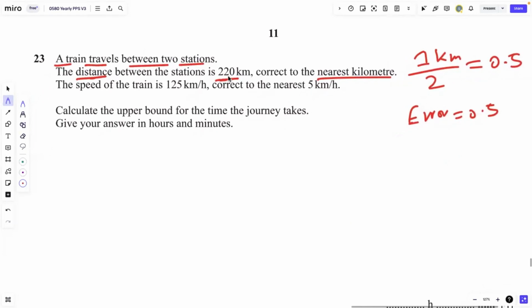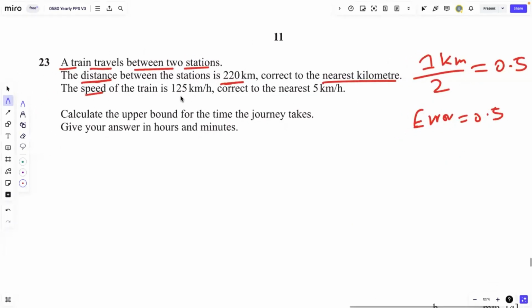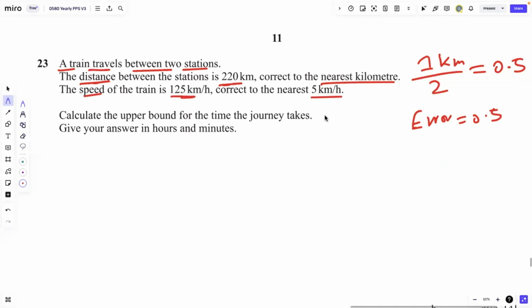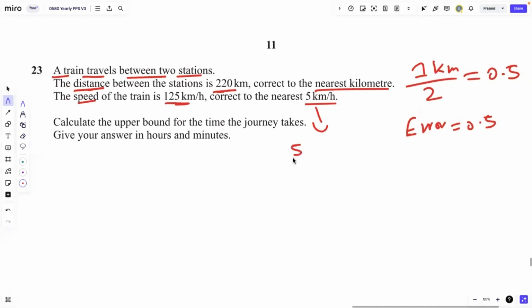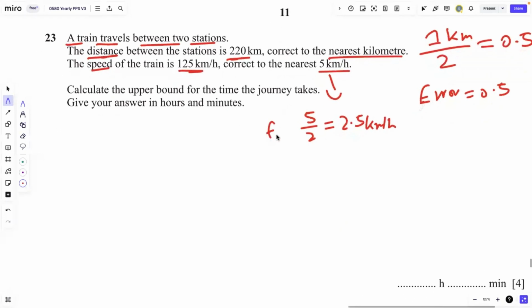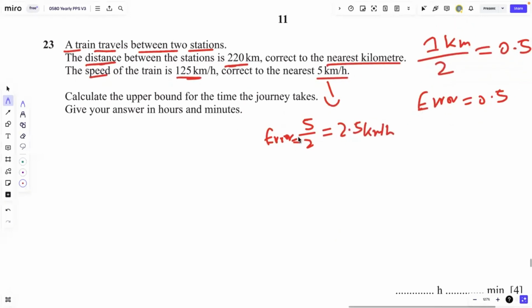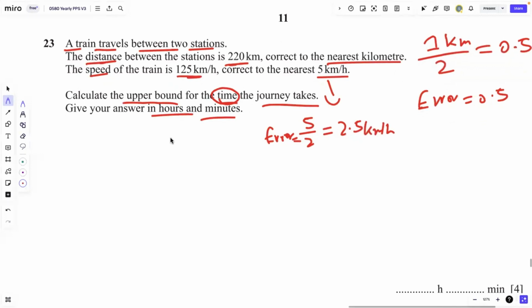0.5 kilometer. The speed of the train is 125 km per hour, correct to the nearest 5 km per hour. So the error here should be 5 divided by 2, that's 2.5 km per hour. That's your margin of error. And then you are supposed to calculate the upper bound for the time the journey takes. Give your answer in hours and minutes.